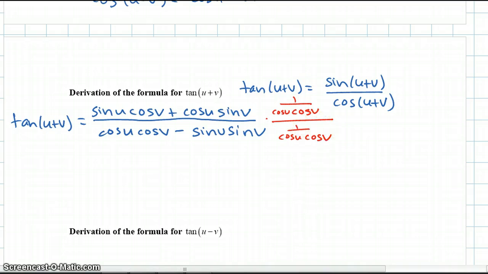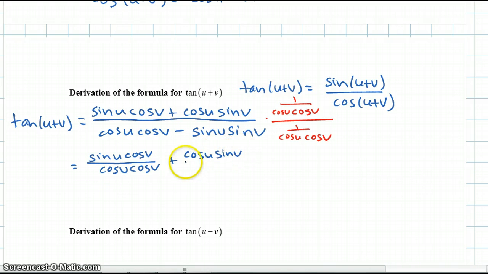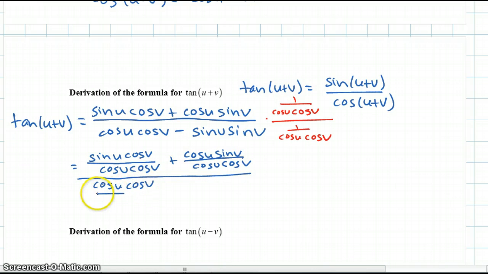So let's go ahead and distribute out, see what happens. We get sine u cosine of v divided by cos u cos v plus cosine u sine of v divided by cos u cos v, all over, in my denominator, cos u cos v divided by cos u cos v, minus sine u sine v divided by cos u cos v.